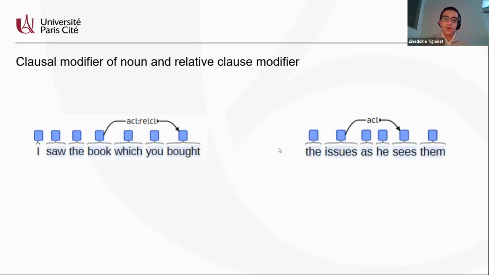Let me also define the clause modifier of noun, labeled ACL, and the relative clause modifier, labeled RLCL, in the universal dependency annotation. On the left, you have the relative clause which you bought that modifies the nominal, the book, whereas on the right, the finite clause as he sees them modifies the noun, the issues. We will see later the usefulness of these two annotations and how they helped us in our study.